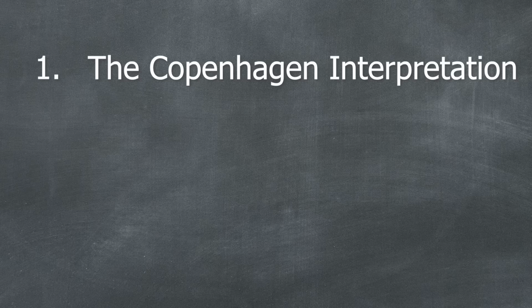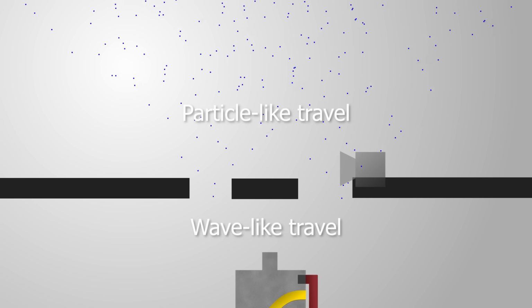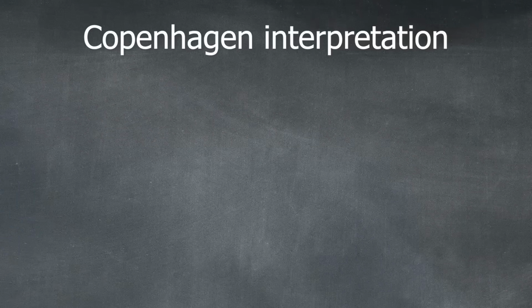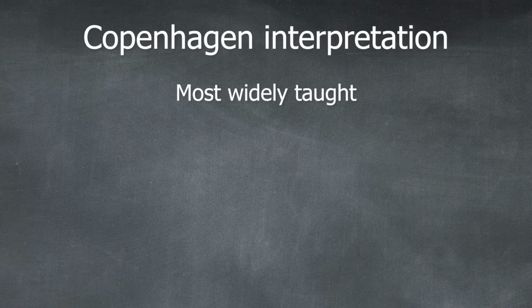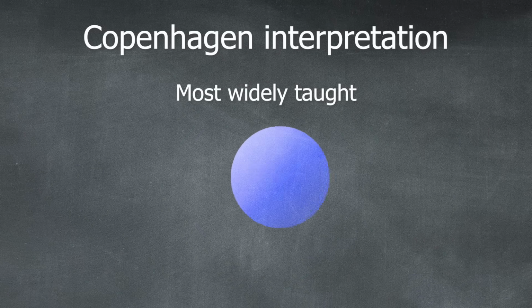1. The Copenhagen interpretation. The Copenhagen interpretation essentially states that particles travel like waves until they hit something, in which case they collapse back into the particle. The theory also explains the results of the double slit experiment I explained earlier, since as soon as the particle hits something, like a detector, it collapses from a wave into a particle. The Copenhagen interpretation is the most widely taught explanation of quantum mechanics, but one question remains unanswered. How does it collapse from a wave into a particle?